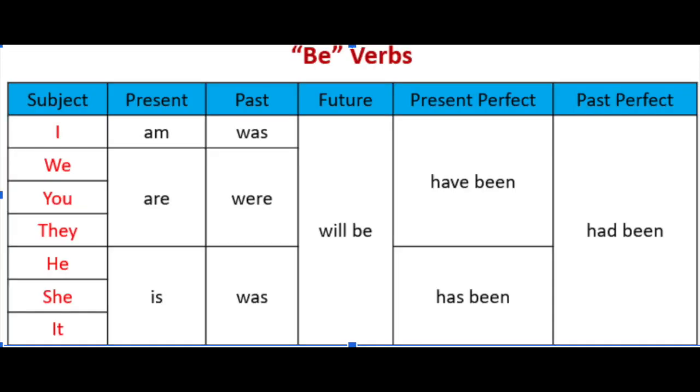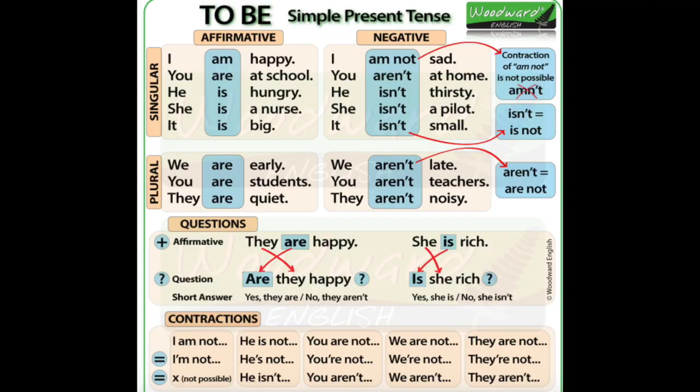The different forms of a subject are present, past, future, present perfect, and past perfect. Here is an example of how to be verbs are used in the simple present tense.